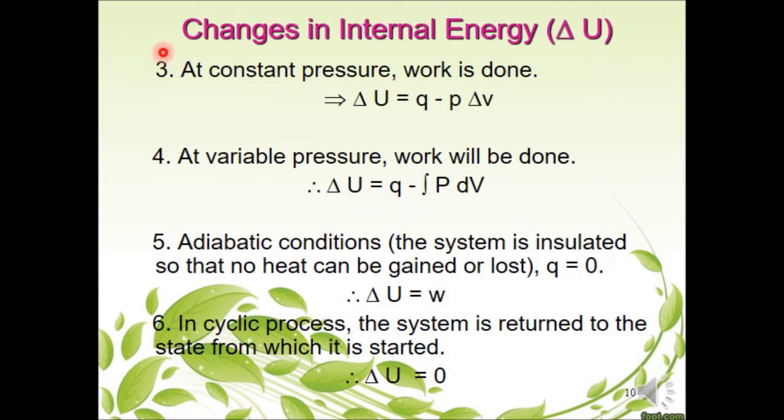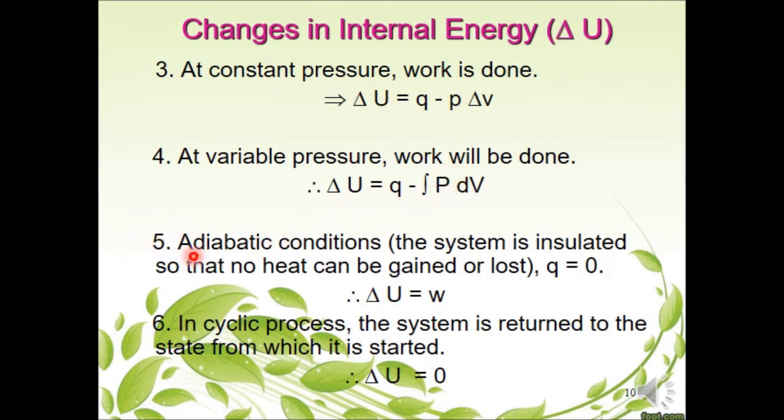The third condition, at constant pressure. Work is done because there is a volume change, so you get internal energy equals heat minus PV. Condition number 4, at variable pressure, work will also be done. Variable pressure means you have to do integration because there would be P initial and P final.